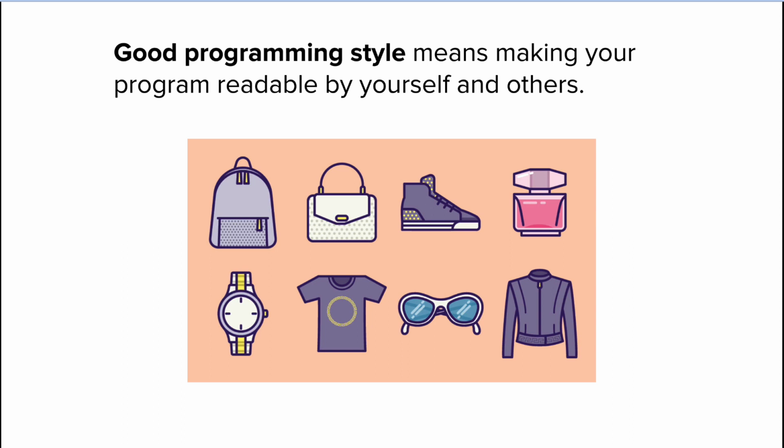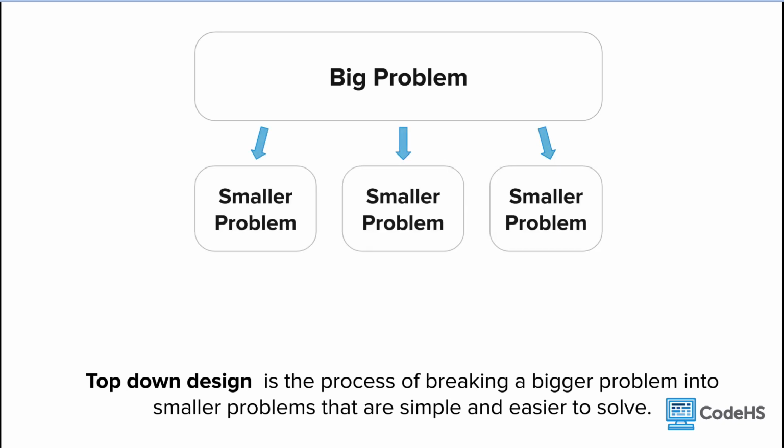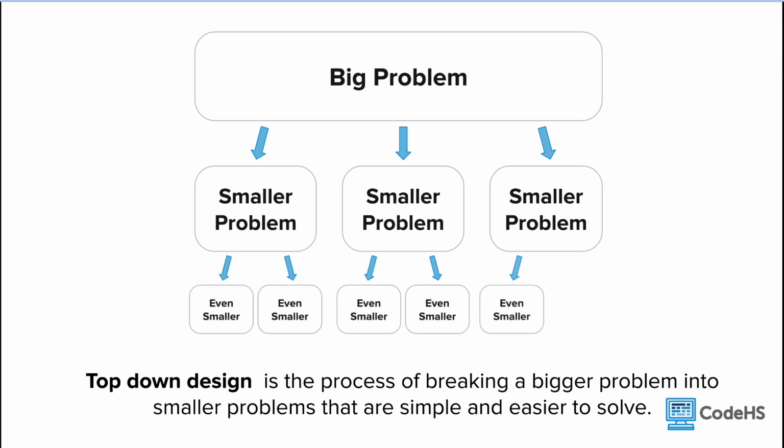A proactive technique to good programming is to take some time to effectively plan your program. One technique for program planning is called top-down design. With top-down design, we take a big problem and we break that problem into several smaller problems. We can then break each of those down into even smaller problems. We continue to do this until we have a problem that is simple and easy for us to solve.